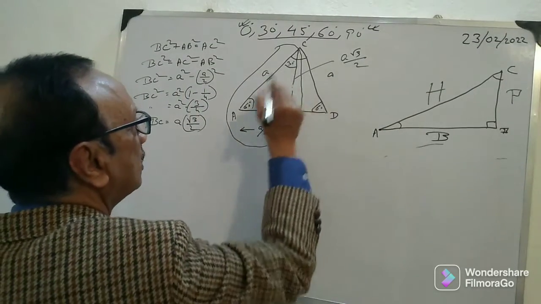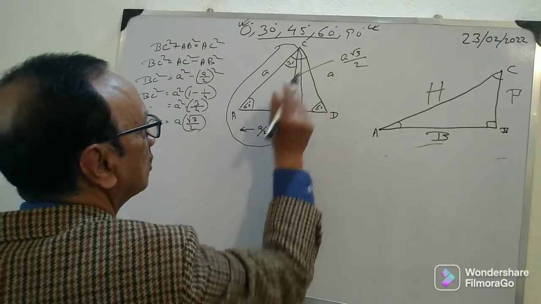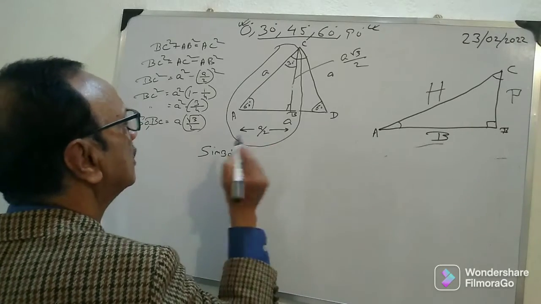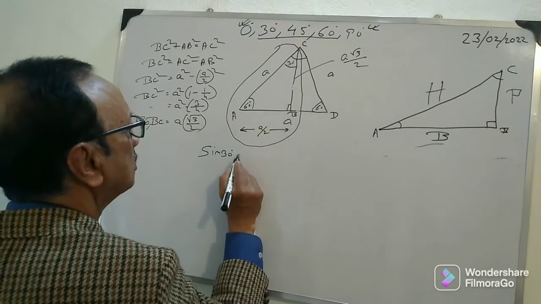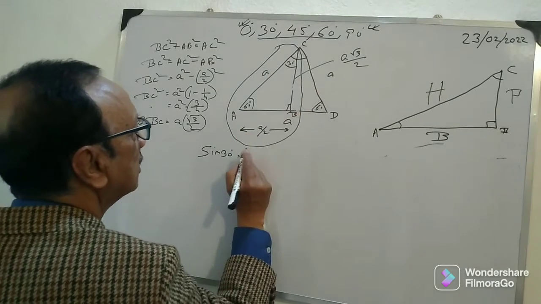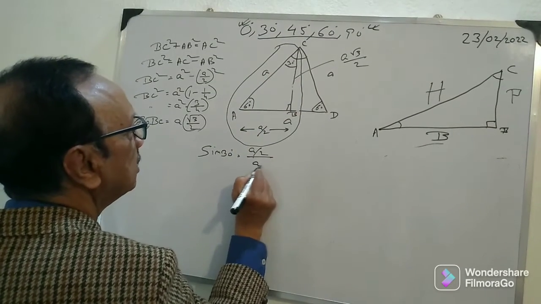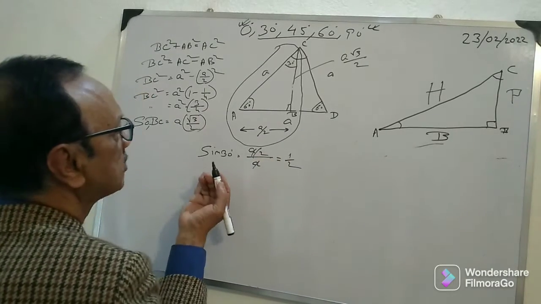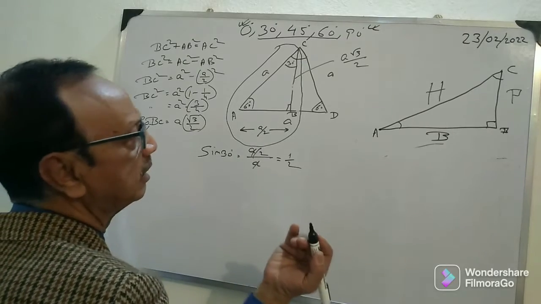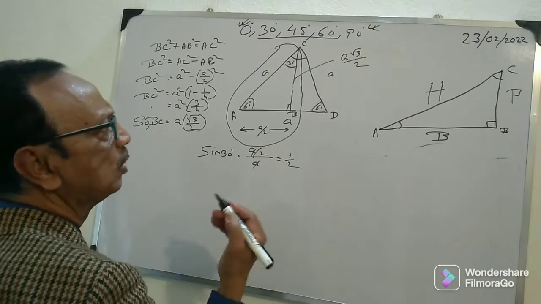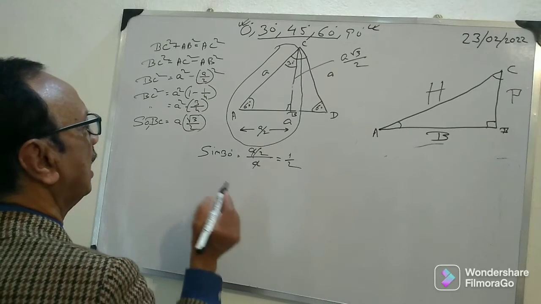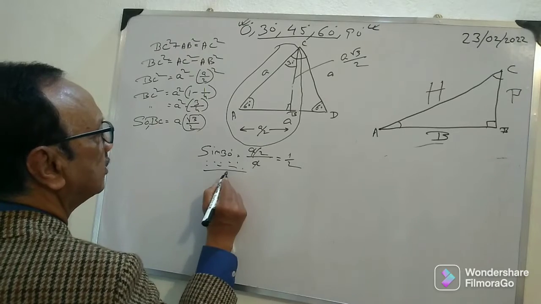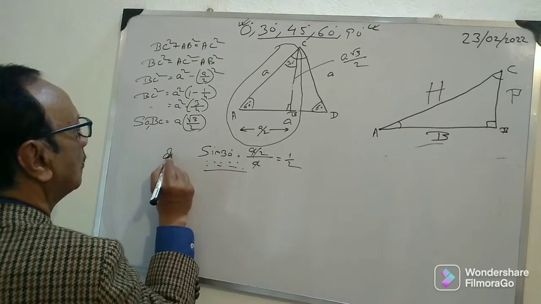From here, for the 30 degree angle, how much is sine 30? You know it is perpendicular by hypotenuse. The perpendicular is AB, that is A by 2, by hypotenuse A. So it will be half. Can you follow? Similarly, you can get cos 30, tan 30, even sec and cosec 30, everything for the 30 degree angle.